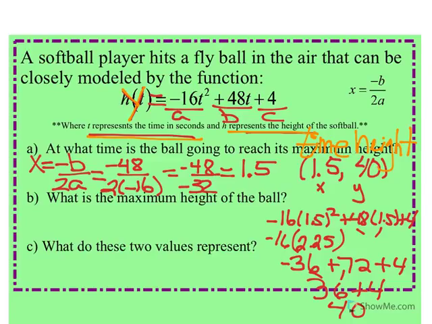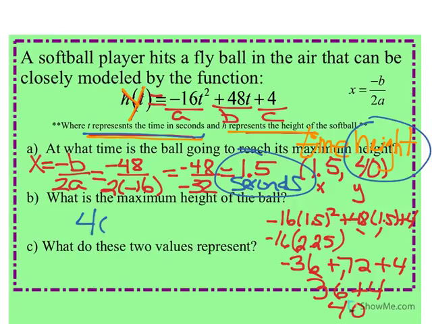So question A says, at what time is the ball going to reach its maximum height? Well, the time is at 1.5. And it does say up here it is in seconds. So it occurs at 1.5 seconds. Now the good news is for B, we've already answered it. What was the maximum height? Well, the height was right here, 40. It will reach 40 feet.